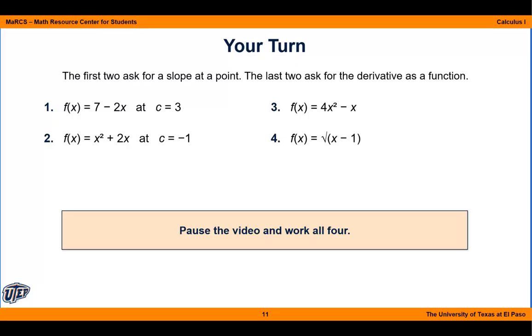Now it's your turn. The first two problems ask for the slope at a particular point. The last two ask for the derivative as a function. For the first two, simplify the difference quotient and then substitute the given value of c. For the last two, keep x as the input so that your answer is a derivative function.